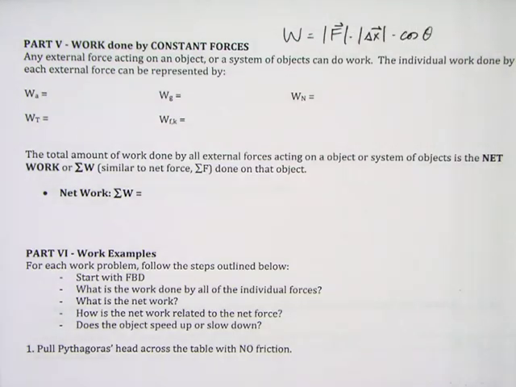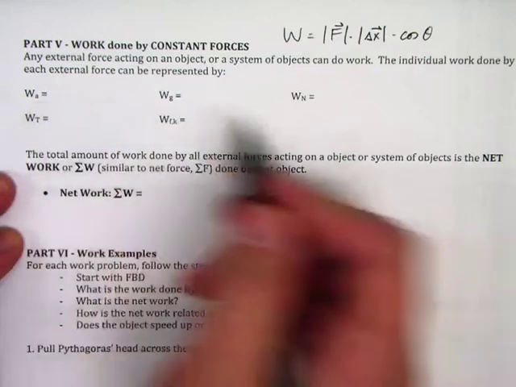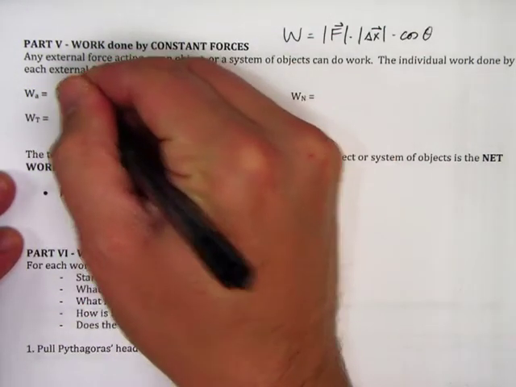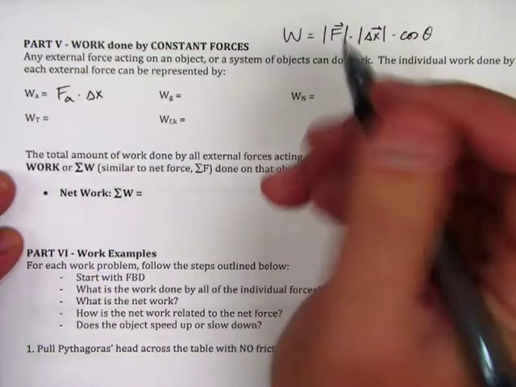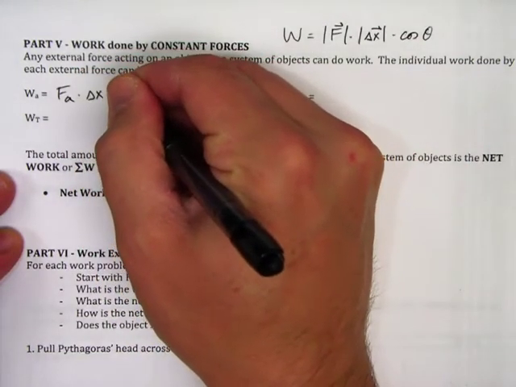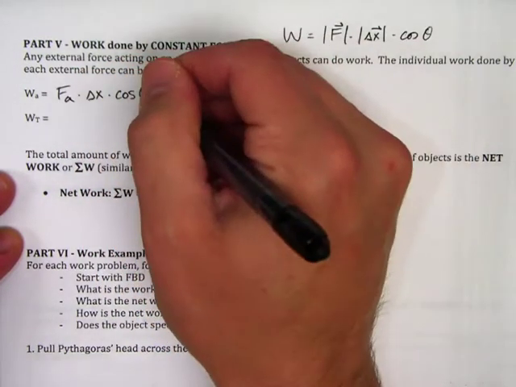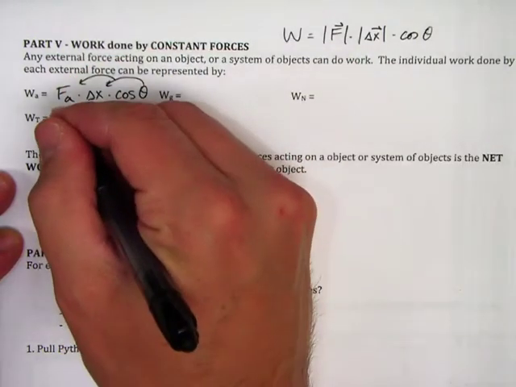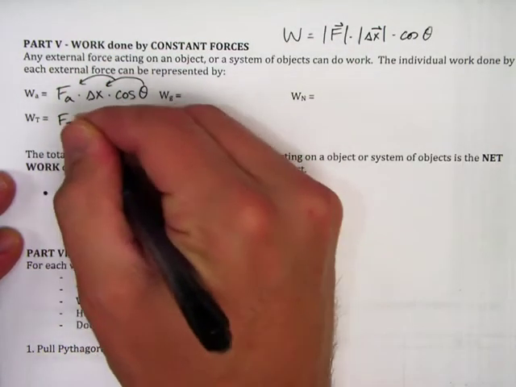Now, if we have a bunch of forces acting on an object or a system doing work, and those forces are constant, we can find the work done by every individual force by simply finding the magnitude of the force, the magnitude of the displacement, and multiplying it by the cosine of the angle between the displacement and the force. And that goes for any force, so for applied force or for tension.